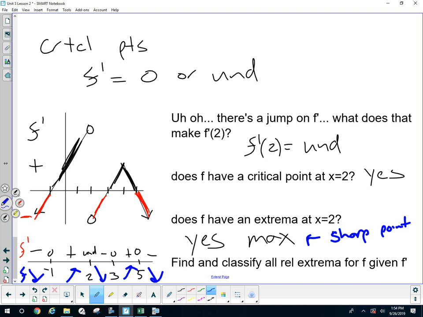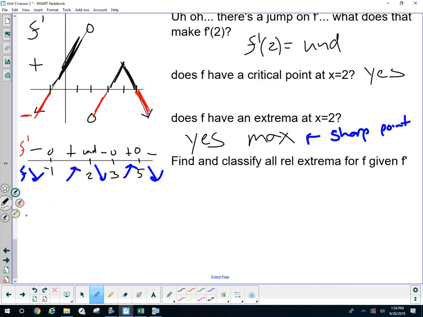Remember, you could have a function that goes down, goes up, sharp point, goes down, goes up, goes down. That sharp point's a max. Its derivative is undefined. So, this jump freaks people out, but just do your analysis to determine -1's a min, 2's a max, 3's a min, 5's a max.